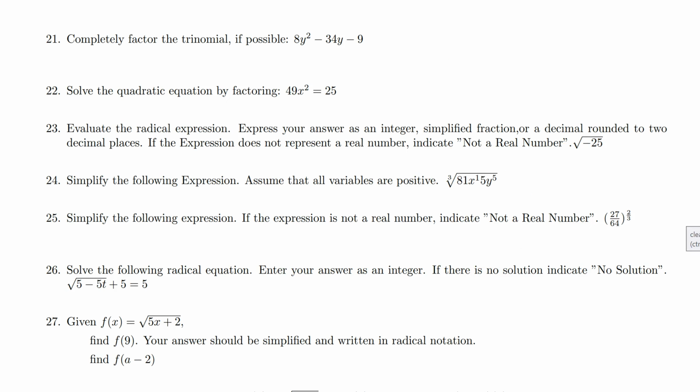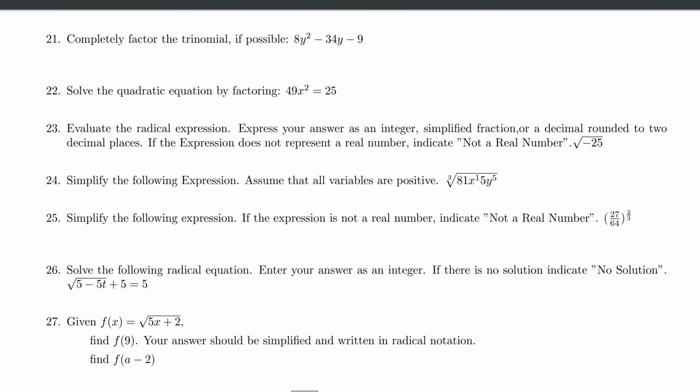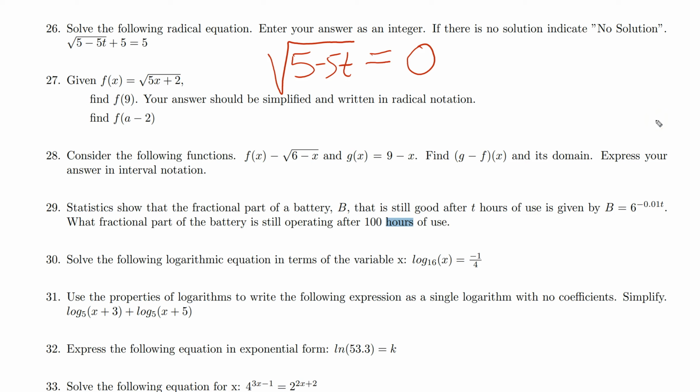All right, so we're going to do number 26 here. And I thought we weren't doing those, but let me just set it up here. All right, so what I've done is I've isolated the radical by transposing the positive 5 to the other side, where it becomes a negative 5, so that's 0. And to get rid of the radical sign, we're just going to square both sides.